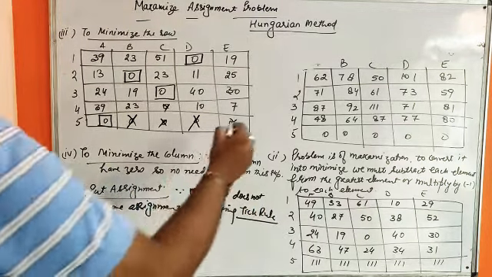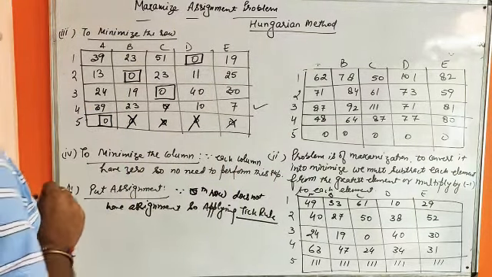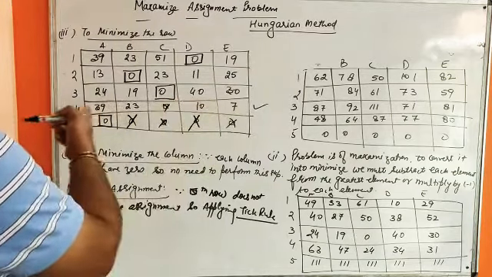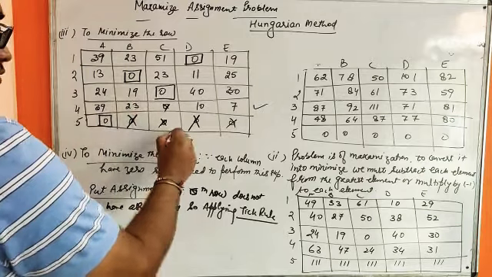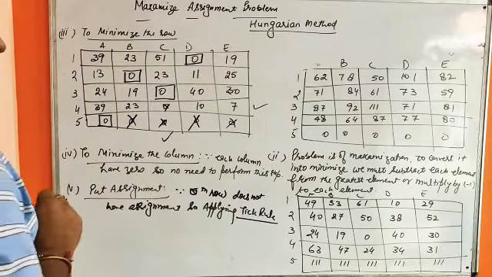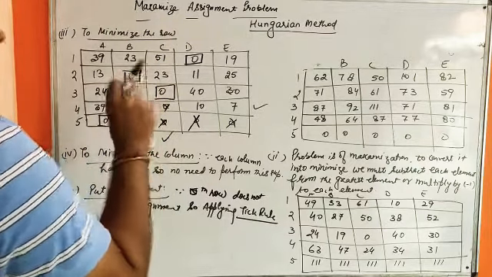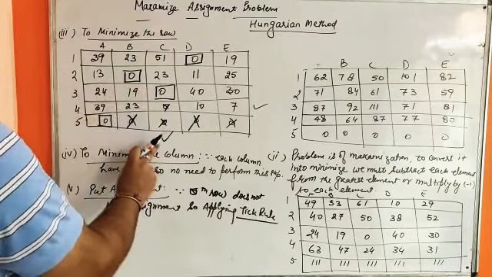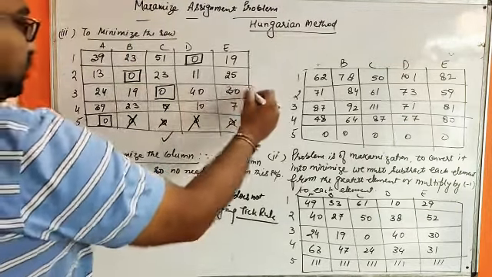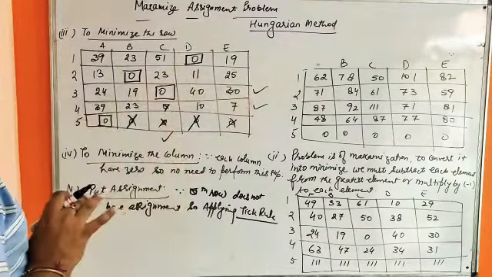Tick the row which does not have assignment. Tick the column which has crossed 0 in the tick row. In this tick row, this 0 is crossed, so we have to tick this column. Now in this particular column, tick the row which has assignment. So where is the assignment? There is assignment in this tick column. So we have to tick this particular row. Now there is no crossed 0, so the method is completed.